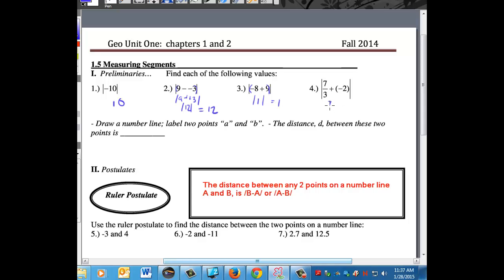And then next, 7/3 plus negative 2 over 1. Let's find the common denominator. Multiply by 3 and 3. 7/3 plus negative 6/3 leaves us with the absolute value of 1/3, which is just 1/3. And so what you see from all four answers is that each answer is positive.